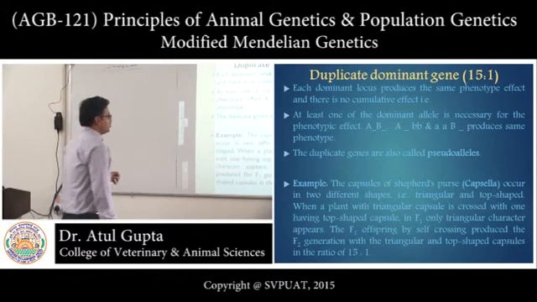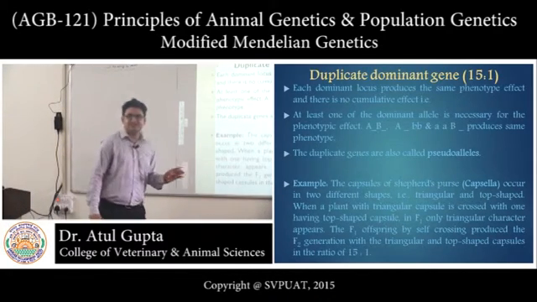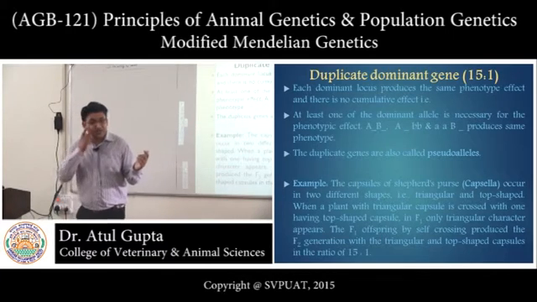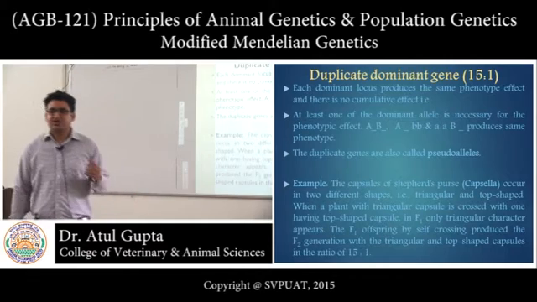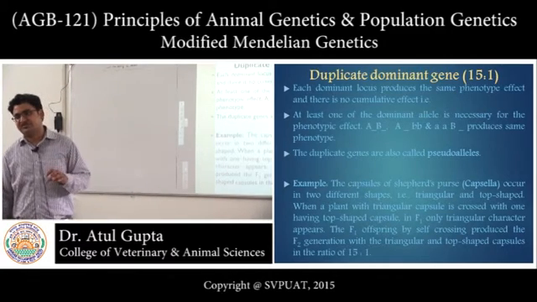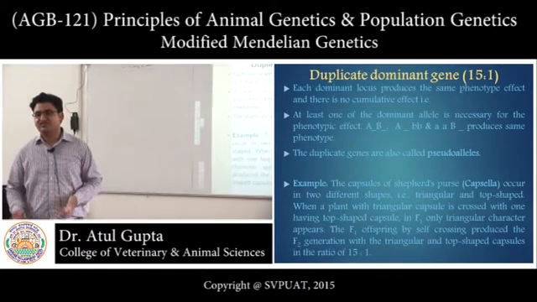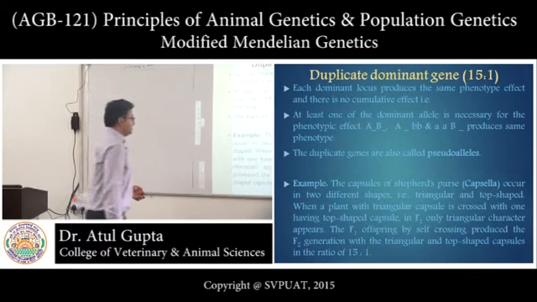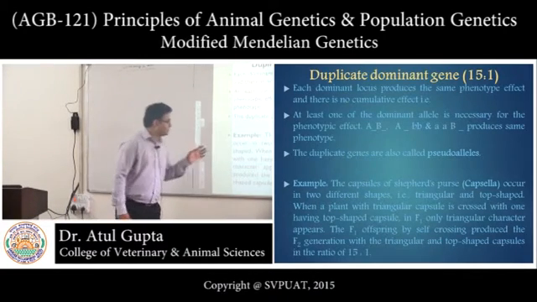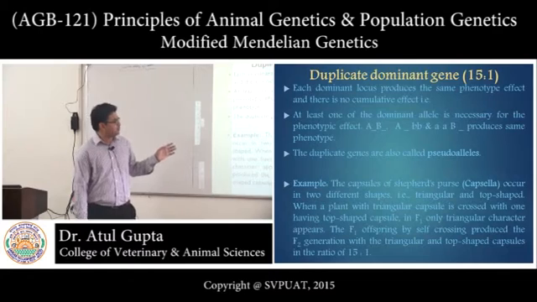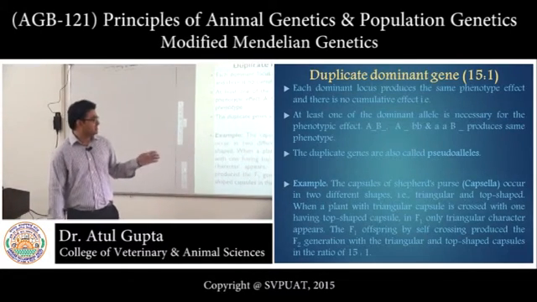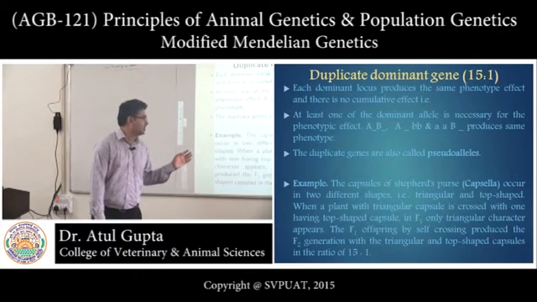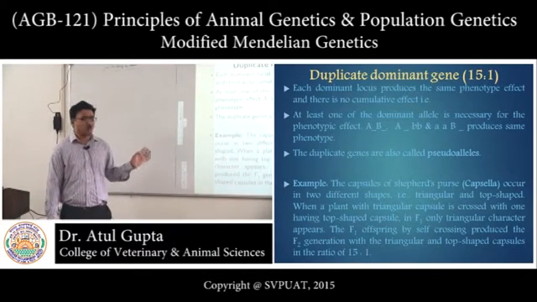The duplicate genes are also called pseudo alleles. That is, capital A and capital B are called pseudo alleles because they are giving the same phenotypic expression when present together or separately. An example for this type of epistasis is the capsule shape of Shepherd's purse, that is Capsella, which occurs in 2 different shapes, triangular and top shaped.